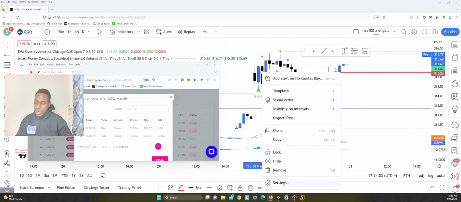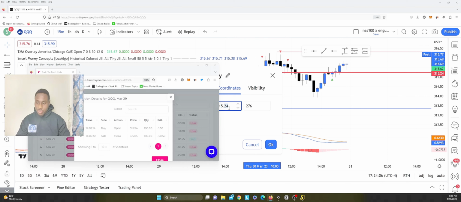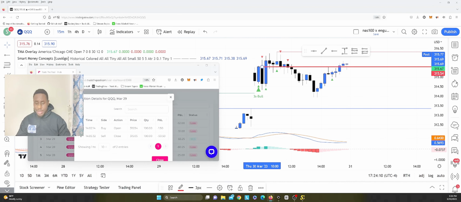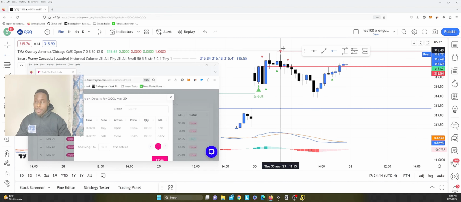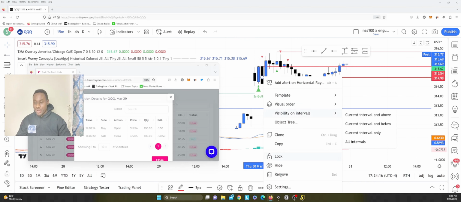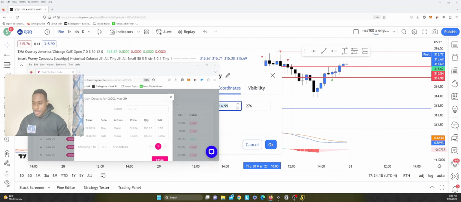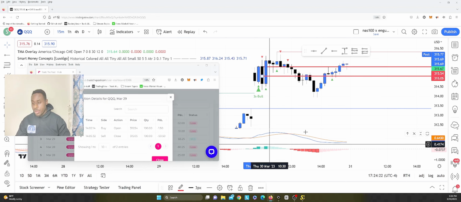So on the 10 o'clock candle, this is where I entered at 315.54. I got stopped out pretty quickly on this. When it started to break above here, that's where I got in, of course, to try to take it to the upside. And then I got stopped out at 315.05 on this first trade.